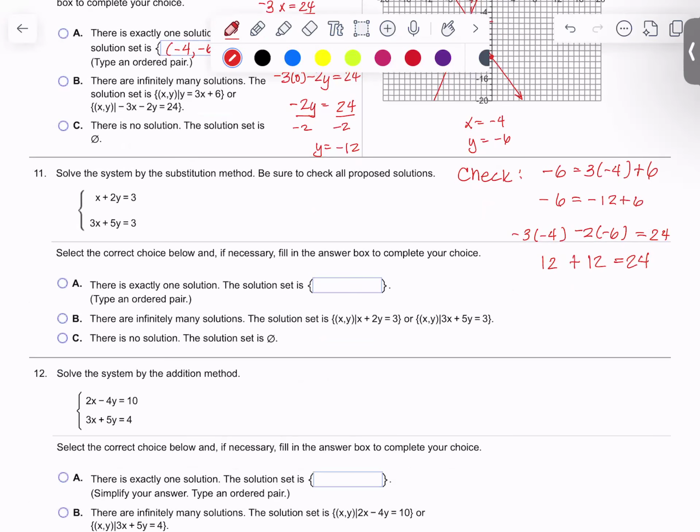The next one, solve the system by substitution. As I said in class, if you're going to use substitution, you should have a coefficient on the x or y to be the number 1, because it makes it much easier for you to solve for that variable. So since there is an understood 1 right in front of that x, I'm going to solve that for x.